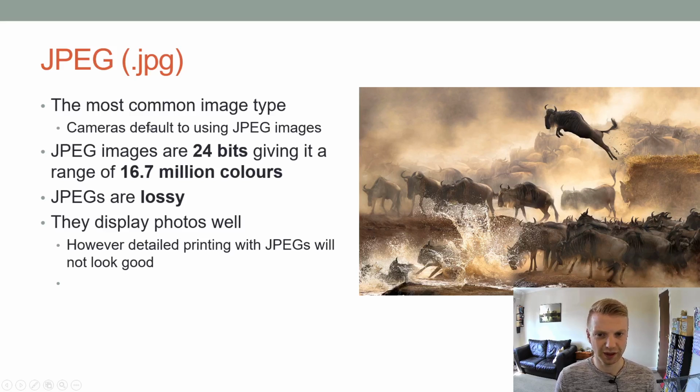So JPEGs are the most common image type. Most cameras will default to this, so if you're using it on a phone or whatever. They are 24 bits, which we have discussed before, is true color, and they have 16.7 million colors to work with, which is enough to trick the human eye into thinking they look real. However, they are lossy. Like I said before with the photocopying example, if you keep taking screenshots of the same image, if you keep going into editing software and then pasting it into another editing software, you're going to eventually lose quality. They do display photos well on a screen though, but if you were to print them out, they won't look quite as good.